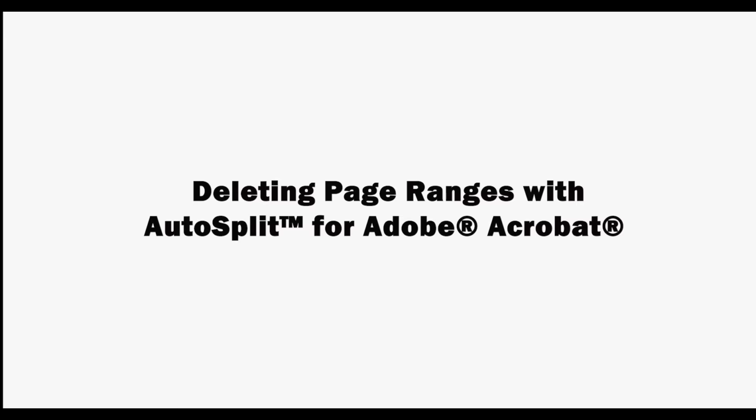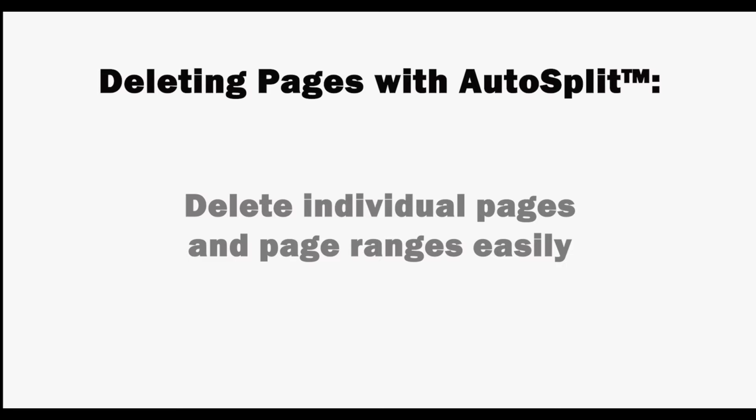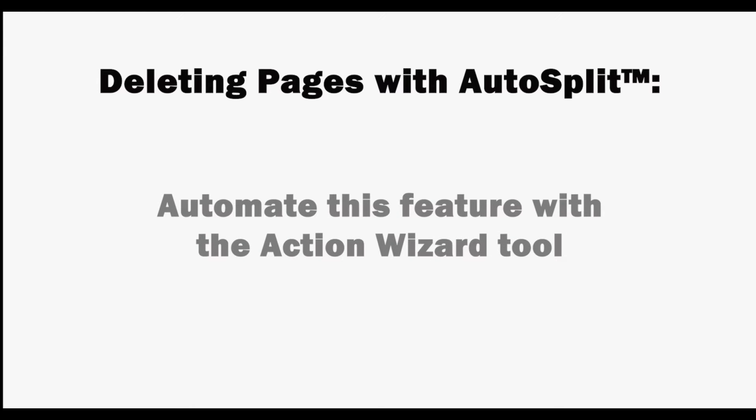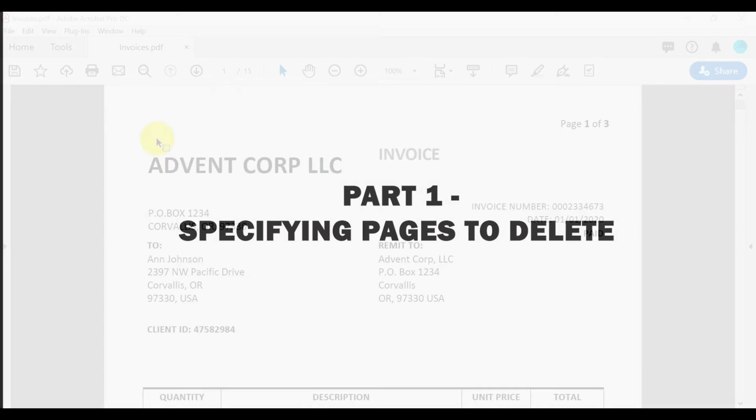In this video, we'll look at how to delete page ranges with the AutoSplit plugin for Adobe Acrobat. Use the plugin to delete individual pages and page ranges easily. You can also specify pages to delete via bookmarks, named destinations, or page labels. We'll also look at how to automate this feature with the Action Wizard tool. Let's begin by looking at how to specify pages to delete.